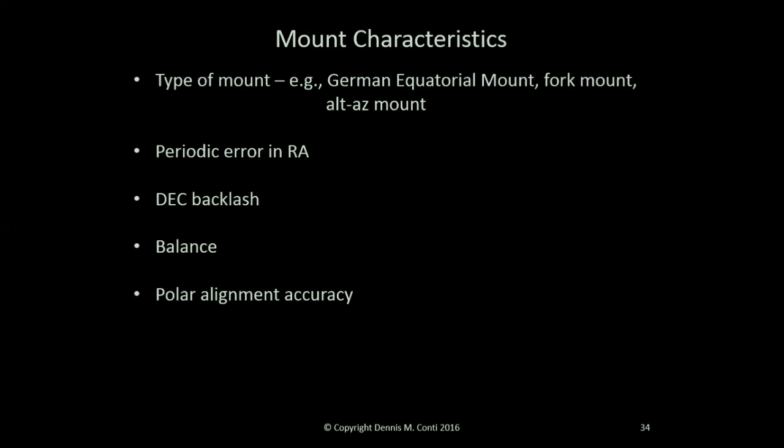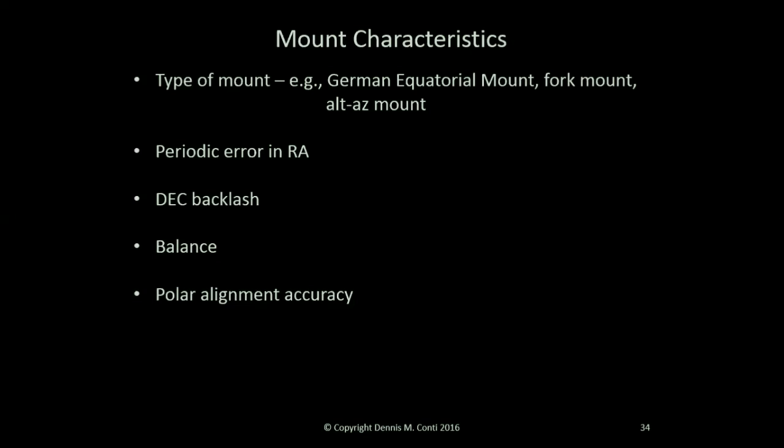Dec backlash has to do with the errors that might be introduced in moving from north to south and south to north in the declination direction. Generally, there are no changes in declination direction, only changes in right ascension. So where dec backlash might come into play is if one is moving the mount to a new location, and the mount might not put the image dead on center because of some backlash in the declination direction.